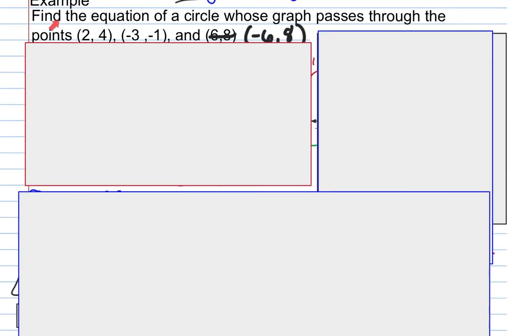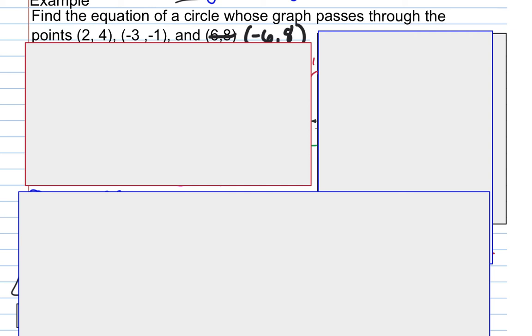So this problem says, find the equation of a circle whose graph passes through the points 2, 4, -3, 1, and -6, 8. So we're going to be using now this equation, which is the general form of a circle that we use in pre-cal. And just like yesterday, we are going to write a system of equations for each x and y coordinate in each ordered pair. So we have 1, 2, 3 ordered pairs.